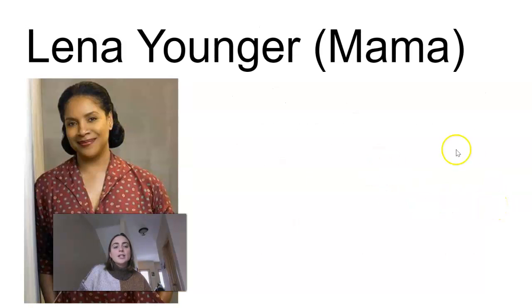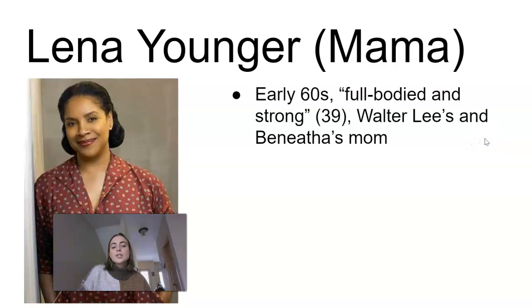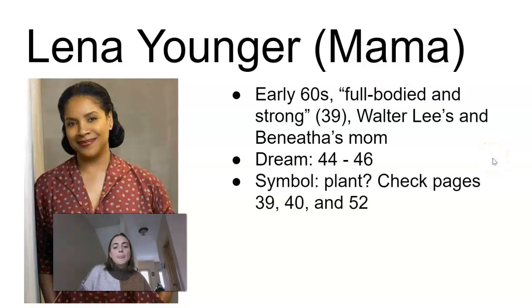Next, we have Lena Younger, or Mama. She's in her early 60s. She's described as full-bodied and strong on page 39. She's Walter and Beneatha's mom and Travis's grandmother. Her dream you can see on pages 44 to 46. And a symbol that we've talked about for Mama is the struggling houseplant, right? So you can look back at pages 39, 40, and 52 if you would like to write about Mama for your 2 paragraphs.